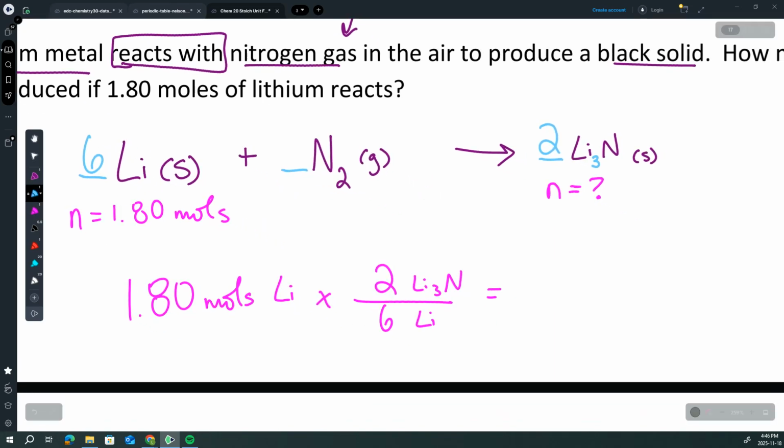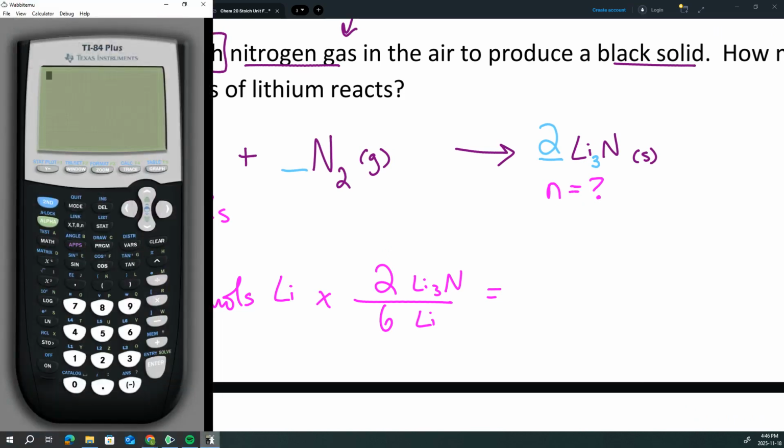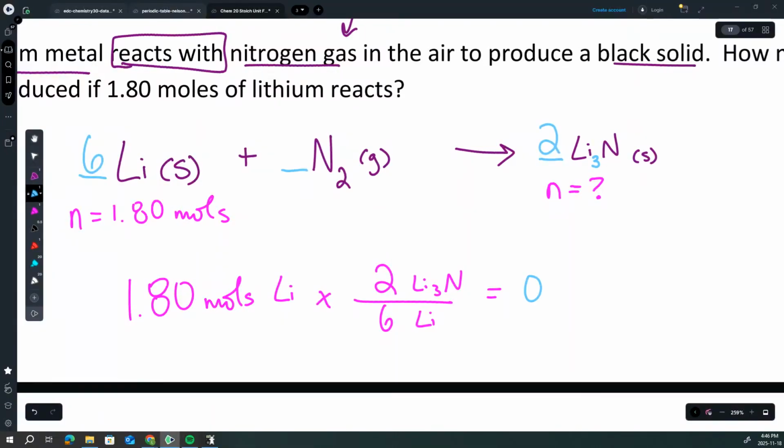So what I'm doing here is I'm taking 1.80 moles, timesing it by 2, and then dividing by 6. So if I showed you what that looked like in my calculator, what that would look like is 1.80 times 2 divided by 6, and we get 0.6. So I'm going to write 0.6.